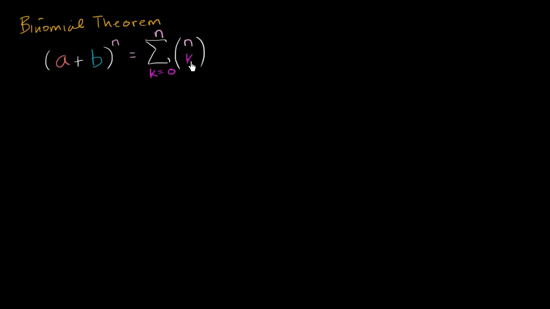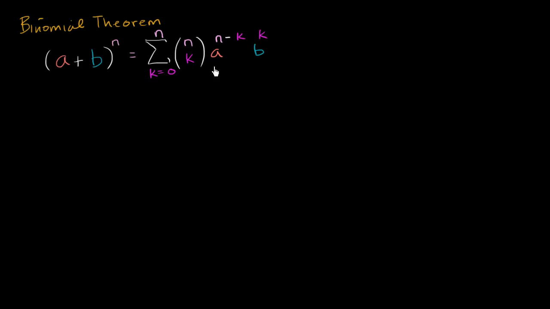This comes straight out of combinatorics. n choose k times a to the n minus k, times b to the k power.